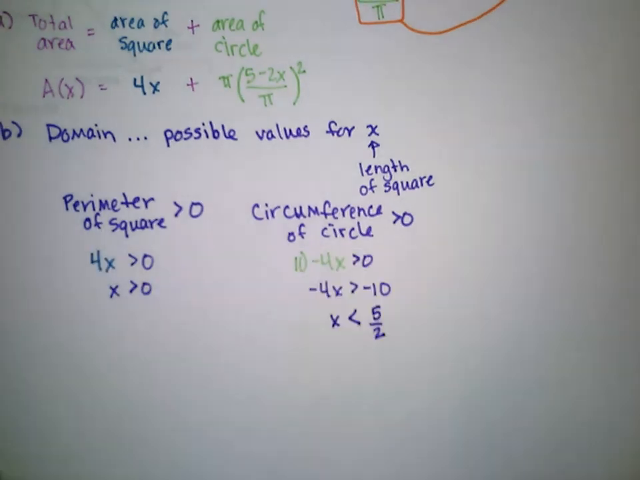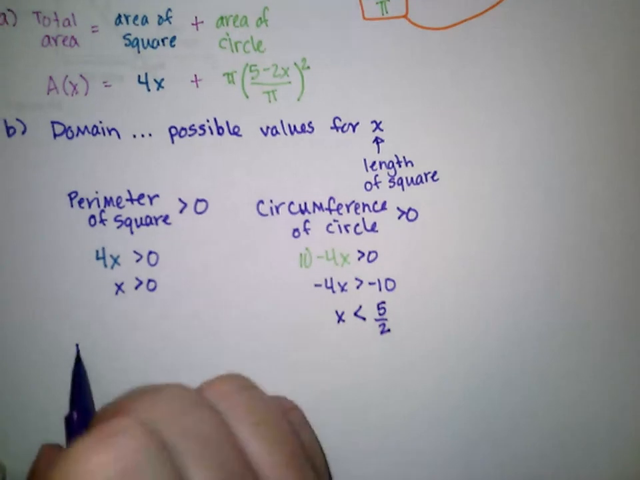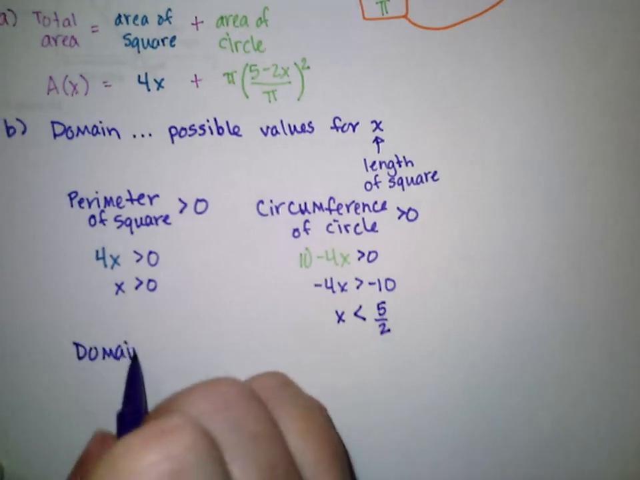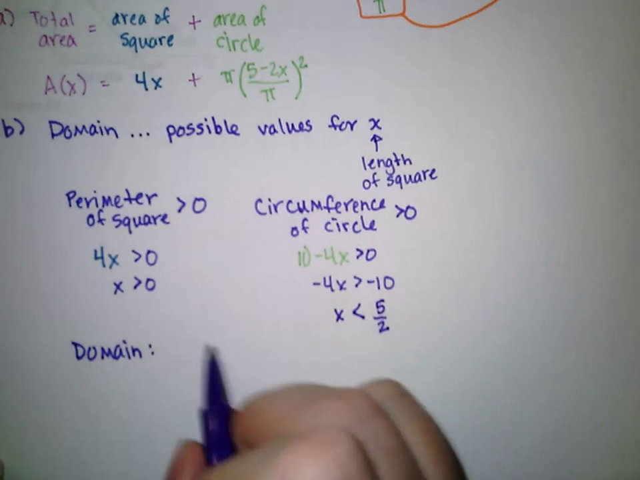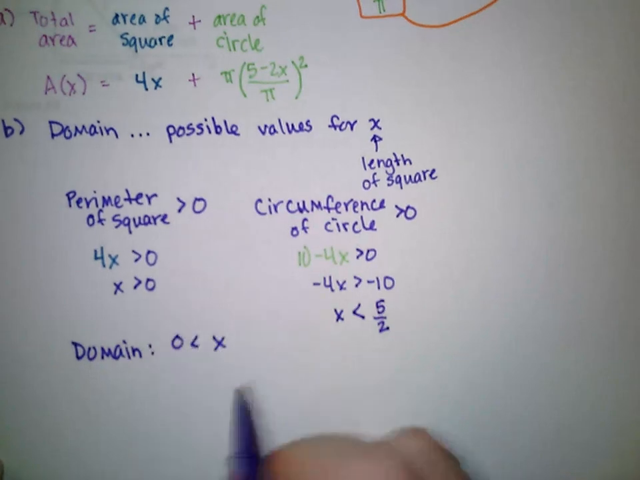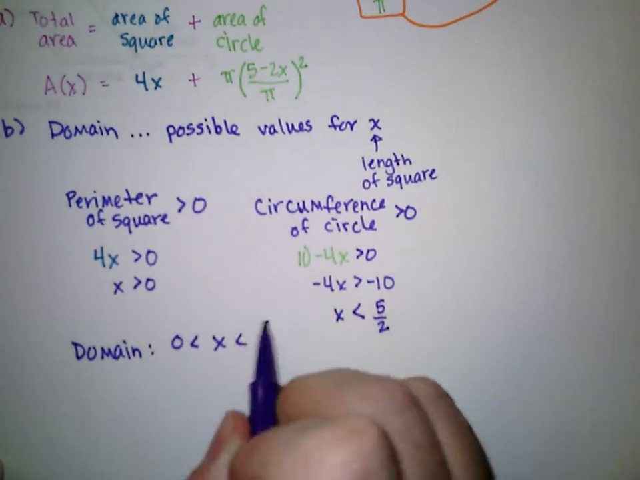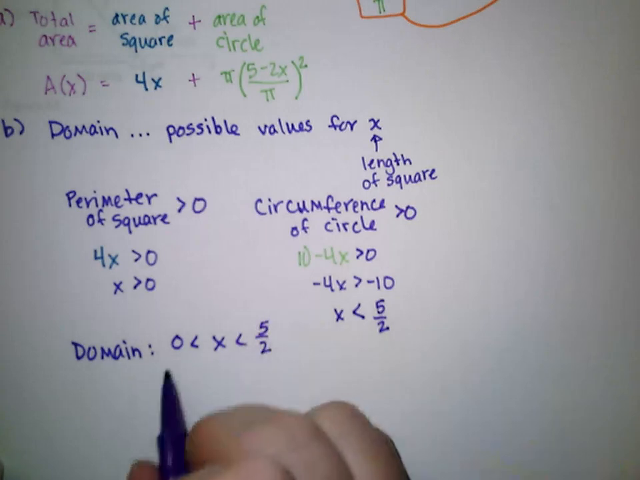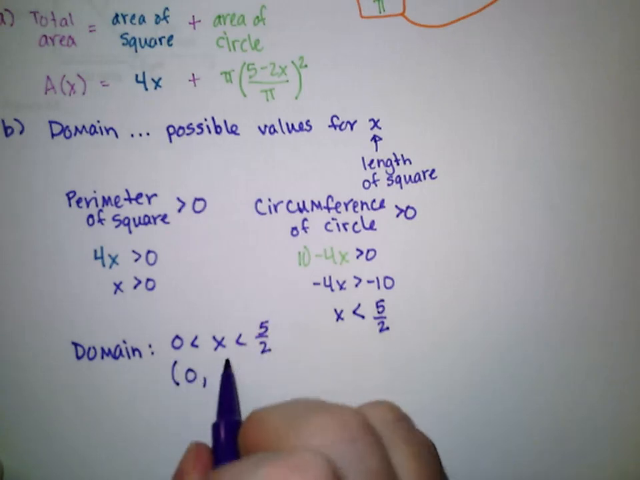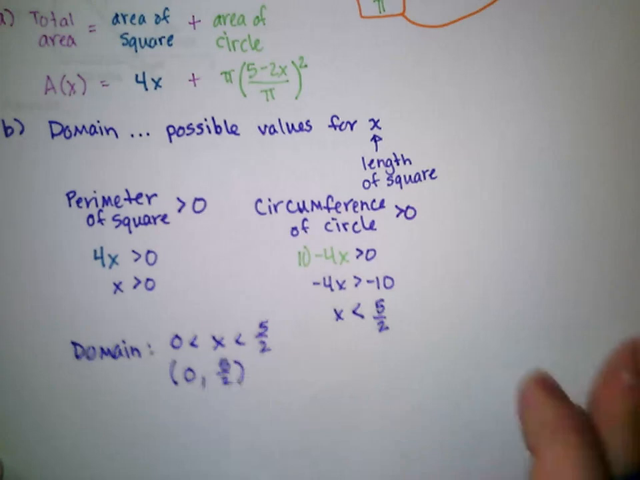So overall, the domain for this function would say that x has to be greater than 0 and at the same time less than 5 halves. In interval notation, that would be from 0 to 5 halves, like that.